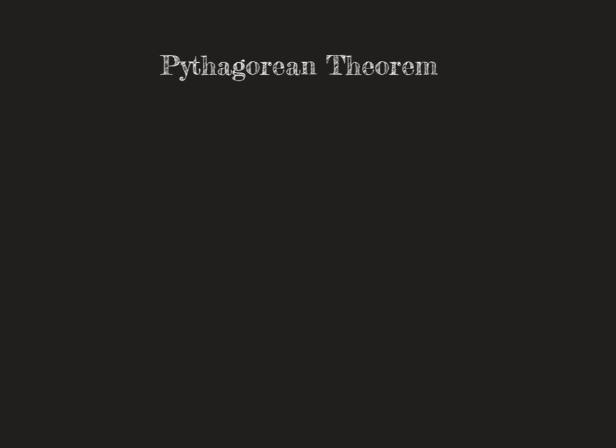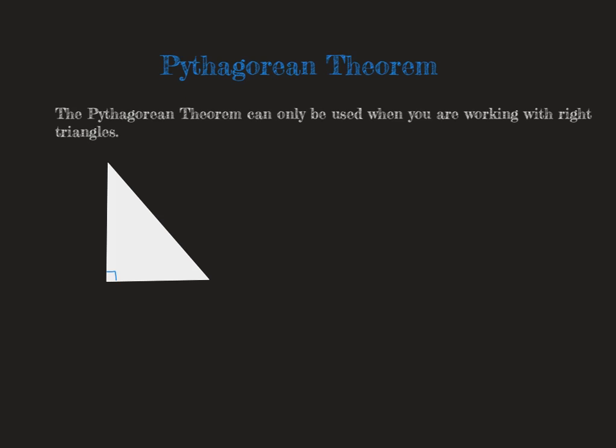This video will be covering the Pythagorean Theorem. Now, the first thing that you need to know for sure is that you can only use the Pythagorean Theorem whenever you have a right triangle. So whenever you're given a right triangle, we're going to call this side A, side B, and side C.